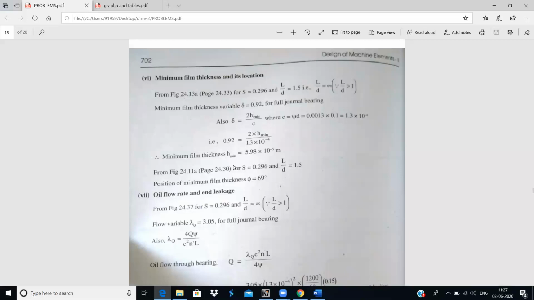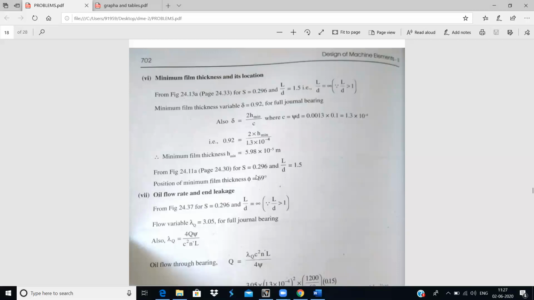Now substitute delta and calculate h minimum. Then we are going to calculate its location by using figure number 24.11a. Same procedure: on the x-axis you have S, the number of curves is L by D, and on the y-axis you have phi. So we note phi, then we get phi is equal to 69 degrees. In this way we calculate h minimum, the minimum film thickness, and its location.